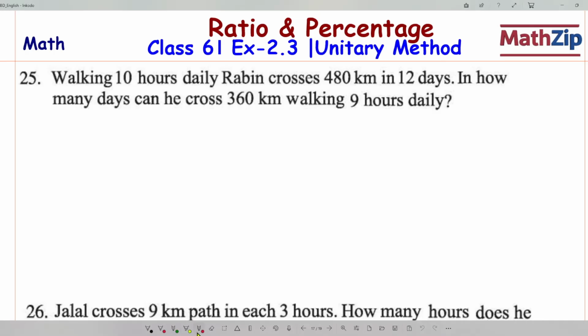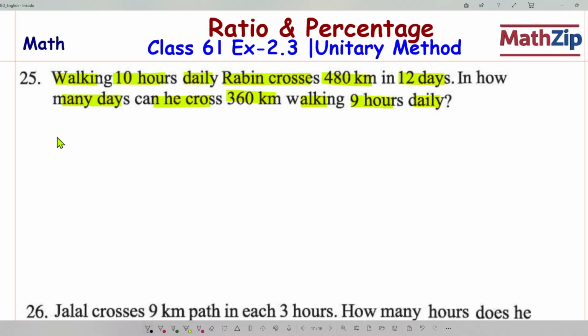Number 25. Working 10 hours daily, Robin crosses 480 km in 12 days. In how many days can he cross 360 km walking 9 hours daily?